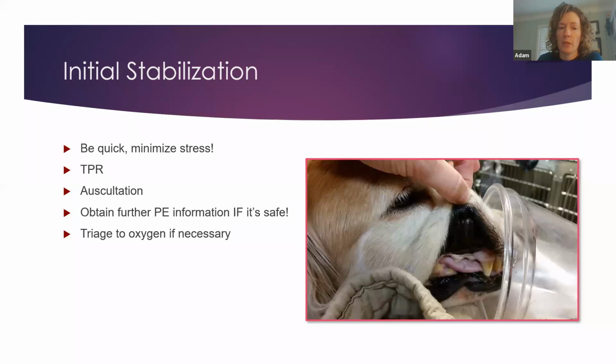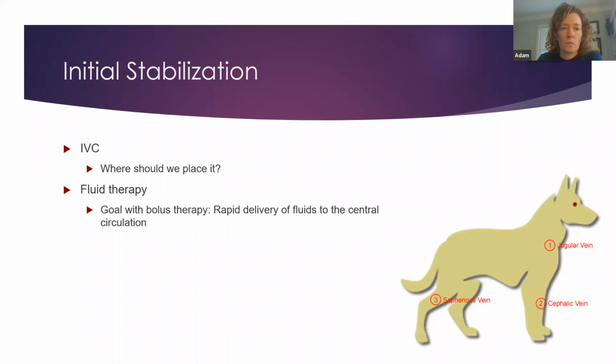Getting more PE information if it's safe. So doing a complete physical exam if the patient will tolerate it, and then eventually we'll get full historical information from the owner as well. And if a patient is unstable and needs a break, that's okay. Let's move them into oxygen, or provide oxygen if necessary, or give them some sedation or pain medication, and then move on.